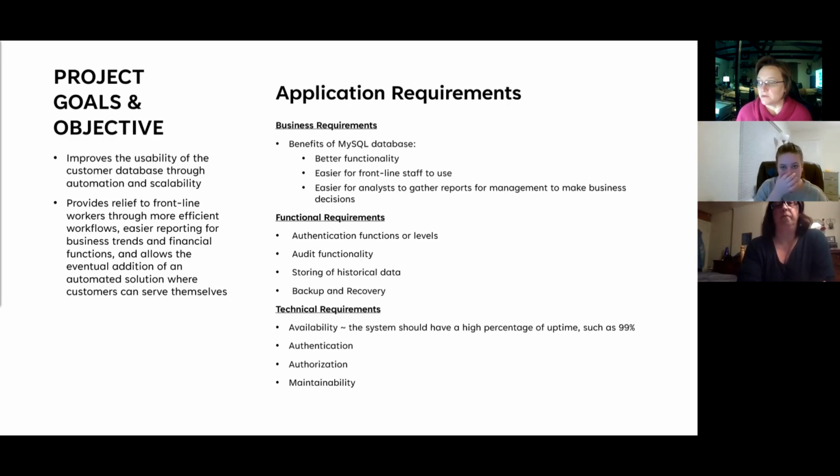Functional requirements include authentication functions or levels, audit functionality, storing of historical data, backup, and recovery. The technical requirements will include availability, authentication and authorization, and maintainability. Another key feature of technical requirements is compatibility, so that future software upgrades will be compatible with the new database. Next slide, please.